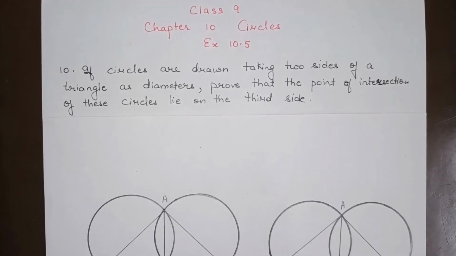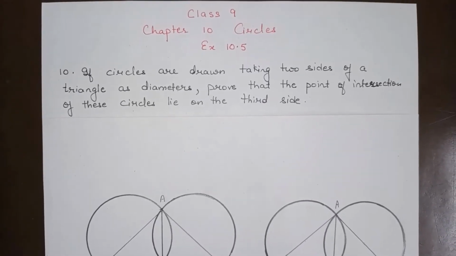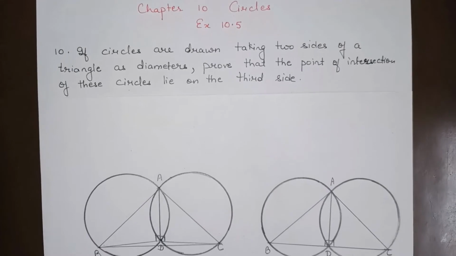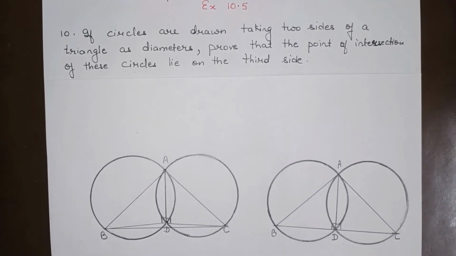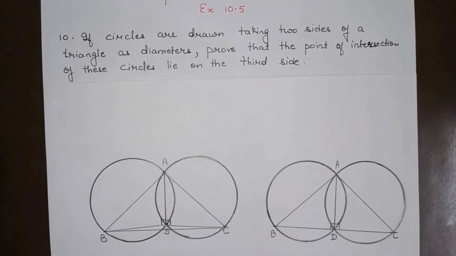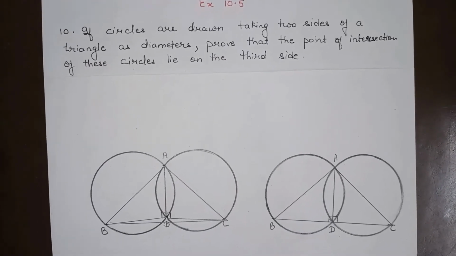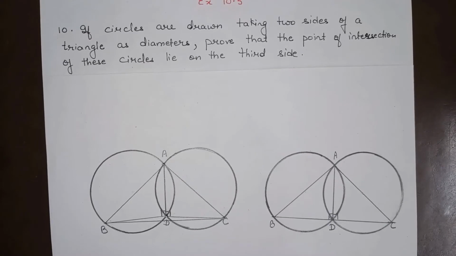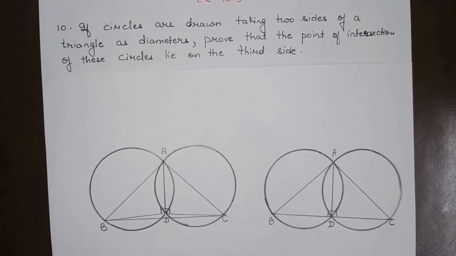Hello everyone, today we will do class 9th chapter 10 circles exercise 10.5 question number 10. If circles are drawn taking two sides of a triangle as diameters, prove that the point of intersection of these circles lie on the third side.